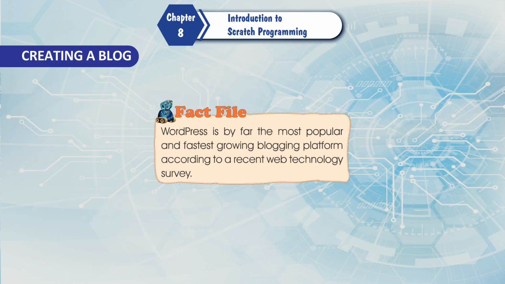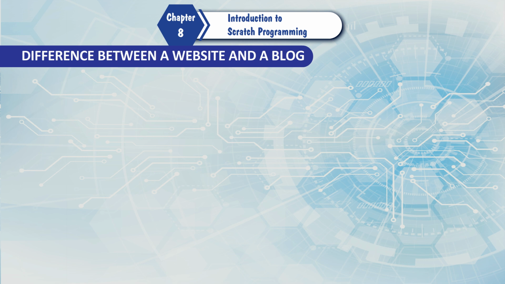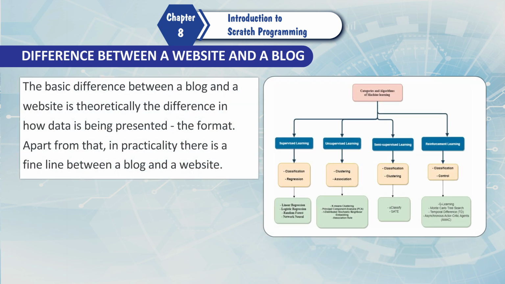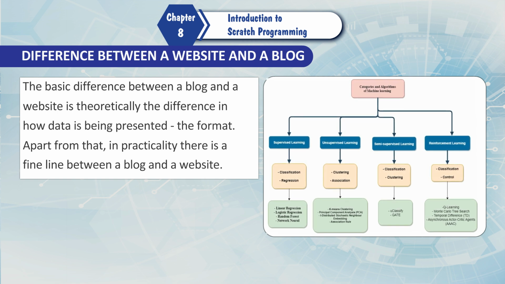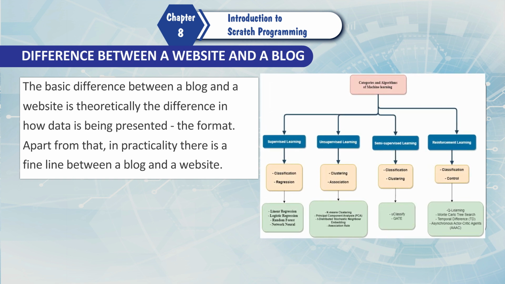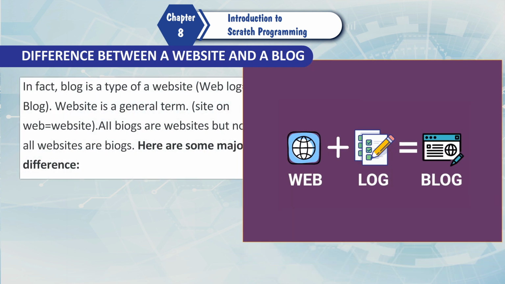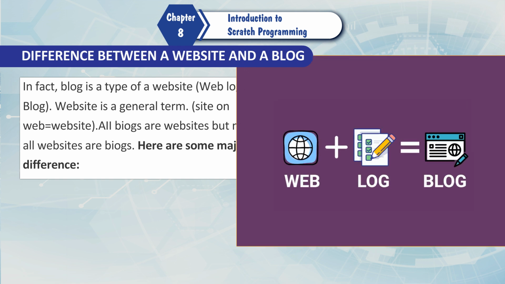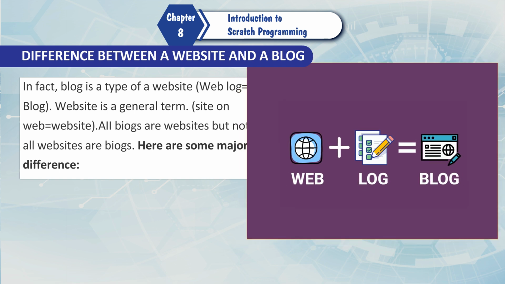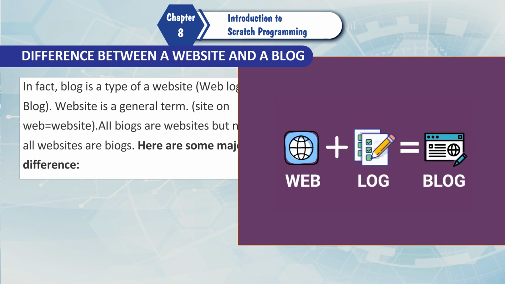Fact file. WordPress is by far the most popular and fastest growing blogging platform according to a recent web technology survey. Difference between a website and a blog. The basic difference between a blog and a website is theoretically the difference in how data is being presented, the format. Apart from that, in practicality, there is a fine line between a blog and a website. In fact, a blog is a type of website. Weblog is blog. Website is a general term. Site on web is website. All blogs are websites, but not all websites are blogs.